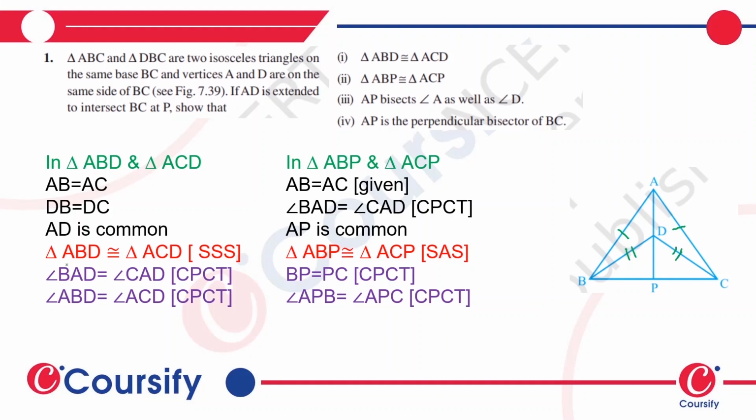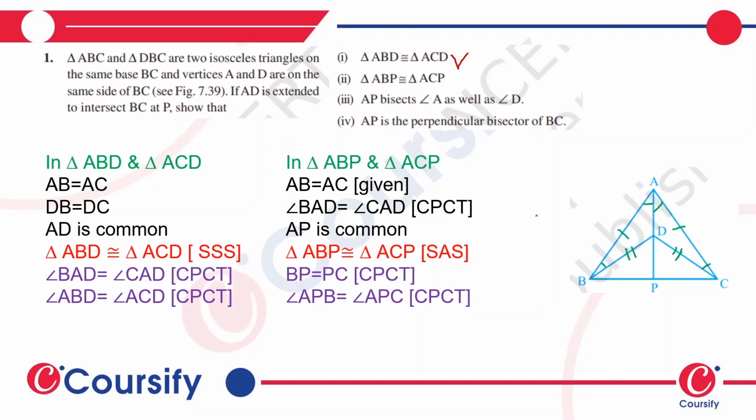So triangles ABD and ACD are congruent by SAS, and by CPCT we get angle BAD, this angle, equals angle CAD, this angle. And another part we get from CPCT is angle ABD equals this angle. We have proved this. Now let's prove this.